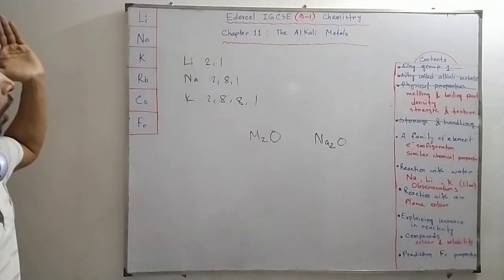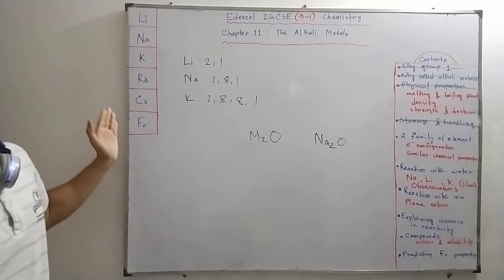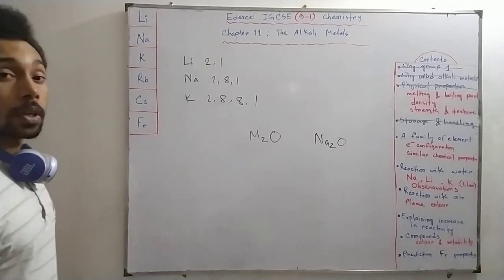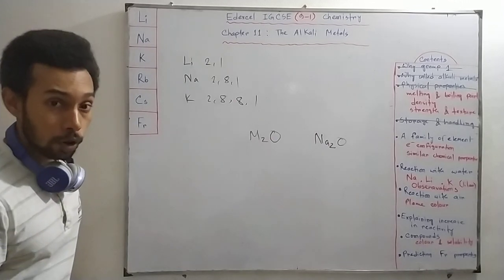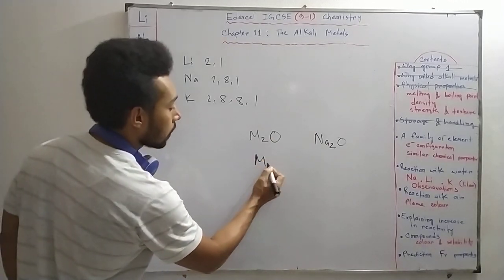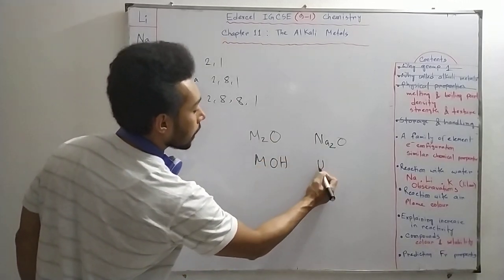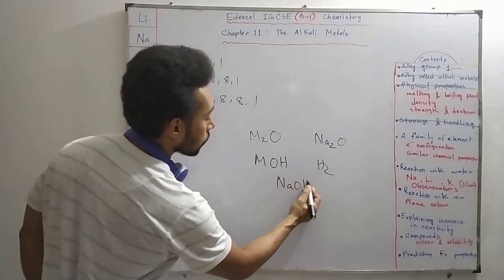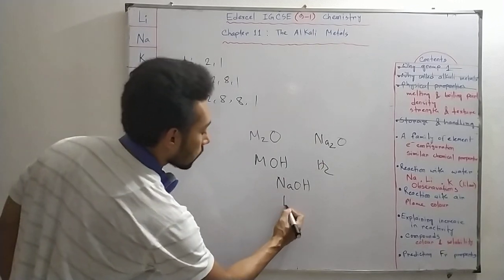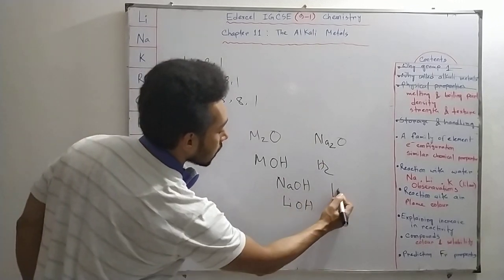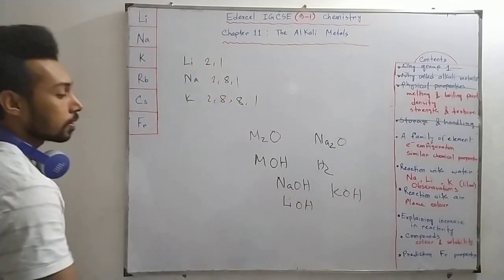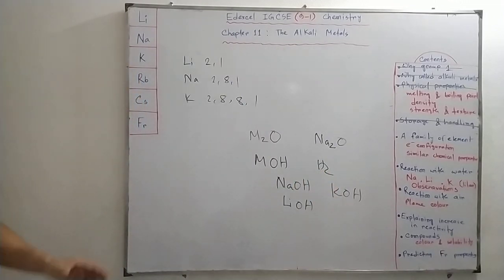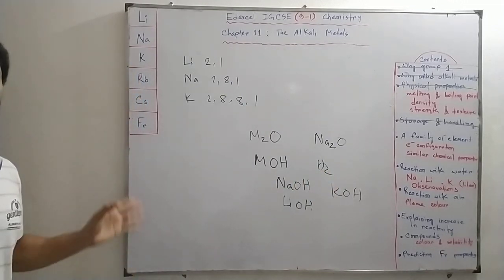Then all of these metals react with water to form a hydroxide with formula MOH and hydrogen as well. For example, sodium hydroxide, lithium hydroxide, potassium hydroxide. Similar formula.